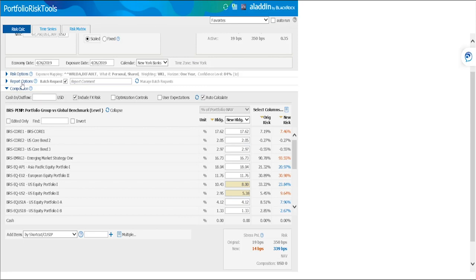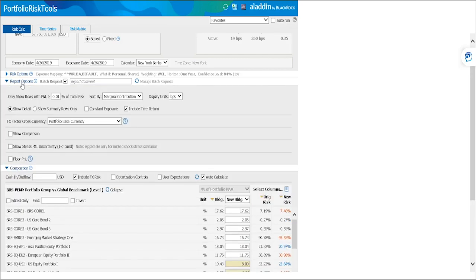Thus, in order to improve the accuracy of the analysis, I will uncheck the constant exposure option in report options and run a stress P&L attribution report, as the composition panel will not update to reflect this change in methodology, only the report will. I have run this report as a batch request, as varying exposures through time will lead to longer run times. Batch requests run reports in a different manner, generating a link for easy access and helping to prevent timeouts that sometimes occur in a browser.